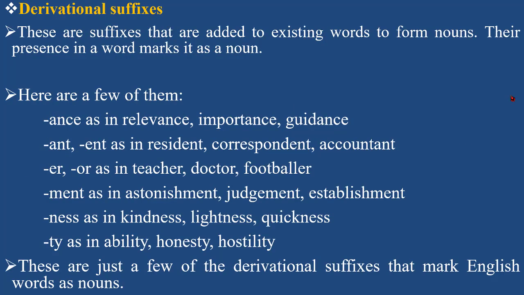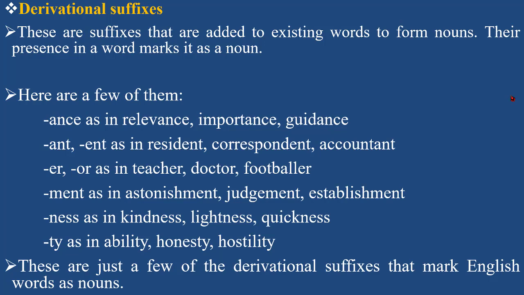And then we have derivational suffixes. These are suffixes that are added to existing words to form nouns. So their presence in a word marks it as a noun. Here are a few of them. We have -ance, as in relevance, importance, guidance; -ent or -ant, as in resident, correspondent, accountant, all right?